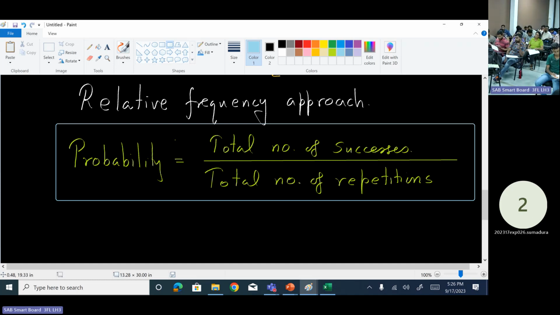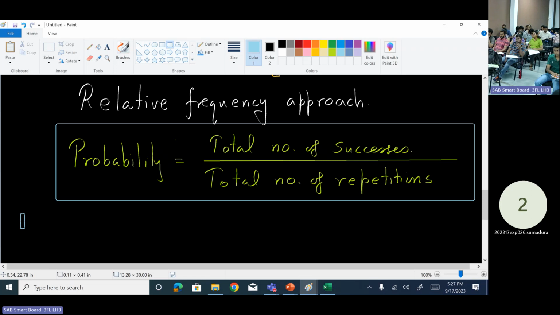So if you are tossing a coin 100 times and 60 times you got heads, what is the probability of getting a head in that coin? 100 should come in the denominator, since you did it 100 times, and 60 times successes, so 60 should come in the numerator. So the relative frequency approach we can apply when we repeatedly do the experiment.